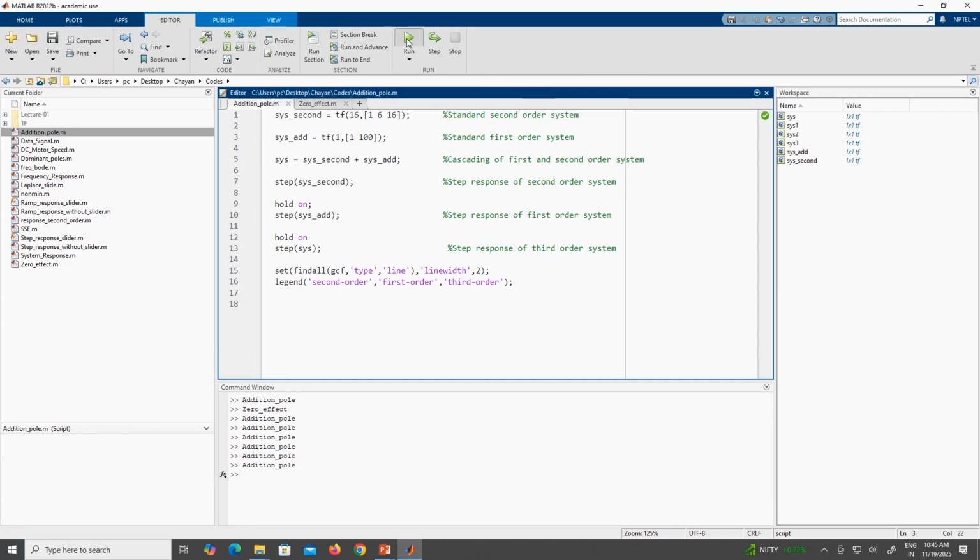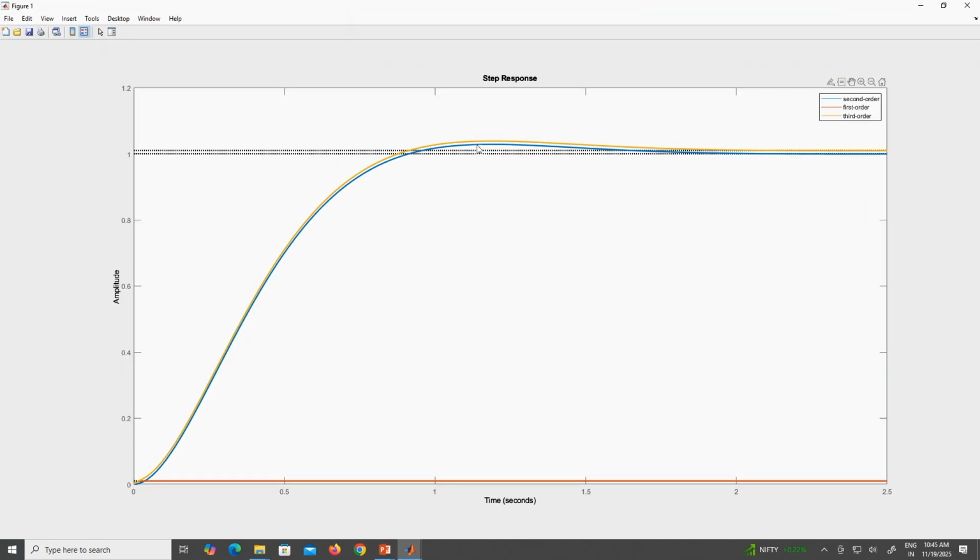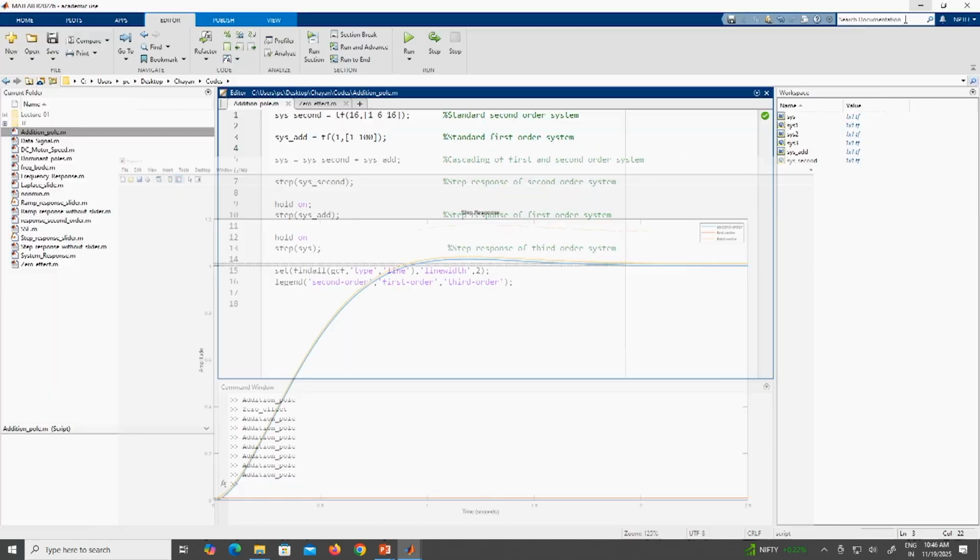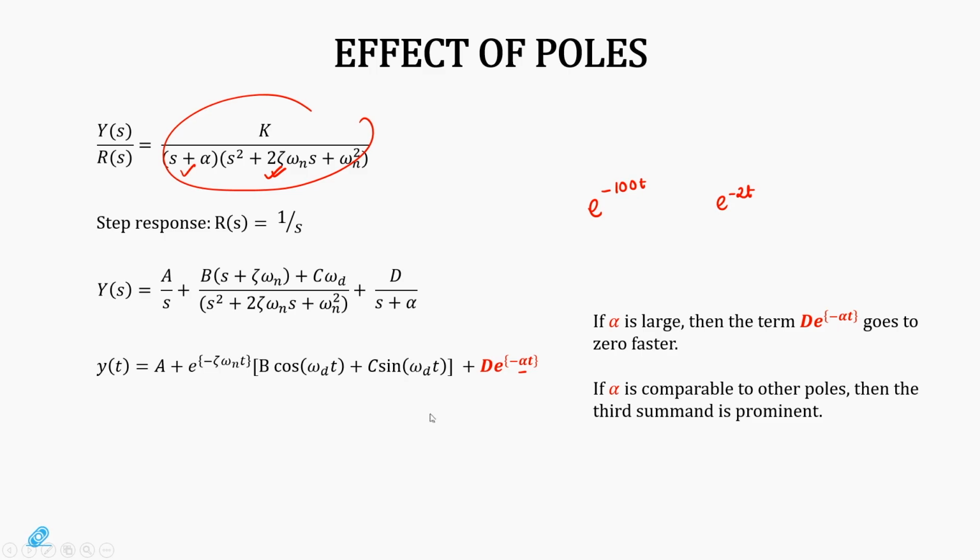Again, I will just get rid of this. So, you see, in this case the third order and the second order system are very near to each other, because the effect of this first order part is quite negligible. So, as alpha moves away from the poles of 16 by s square plus 6s plus 16, the effect of the third pole becomes negligible.